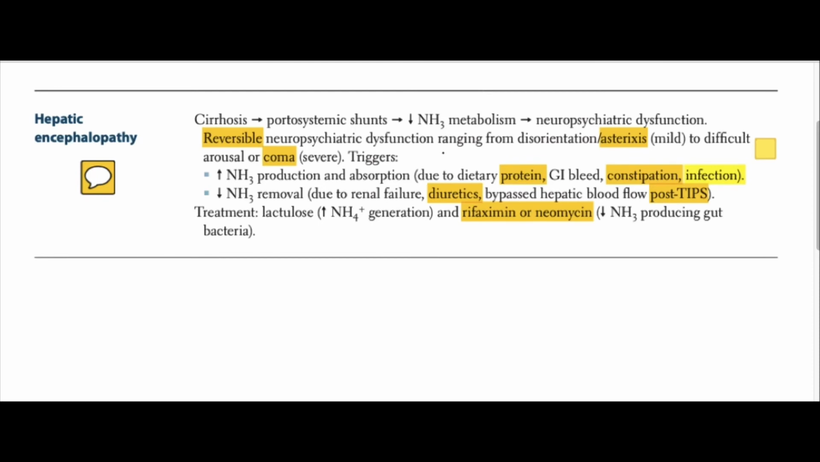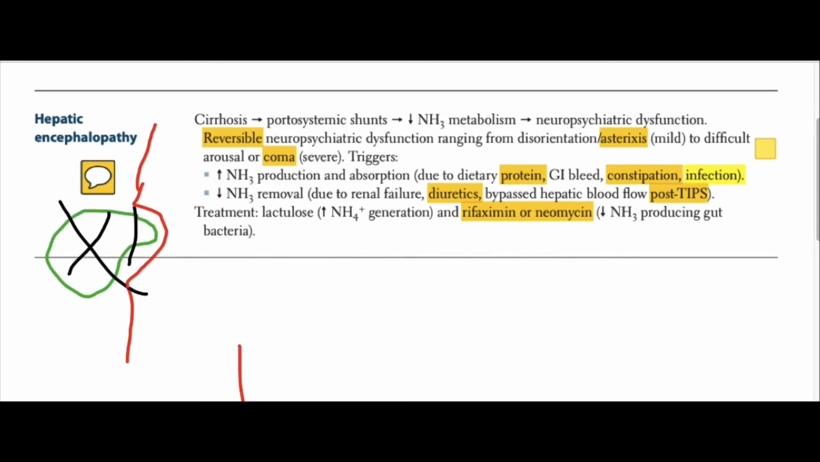The altered mental status in this condition is due to impaired neurotransmitter formation, astrocyte dysfunction, and neuroinflammation or edema. Okay, for understanding purposes, let's suppose here we have a portal vein, here is our liver, and here is our systemic circulation. When the liver is cirrhosed or not functioning, the blood will move from the portal vein to the systemic circulation, and there is a blood-brain barrier present before the blood enters the brain.